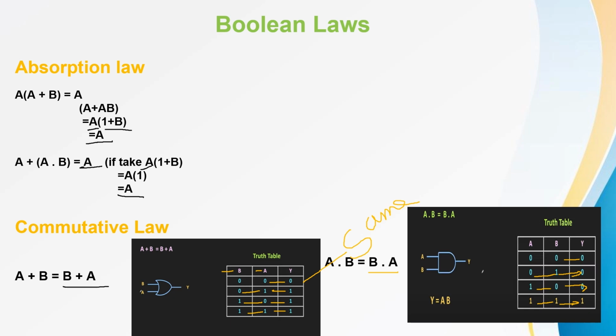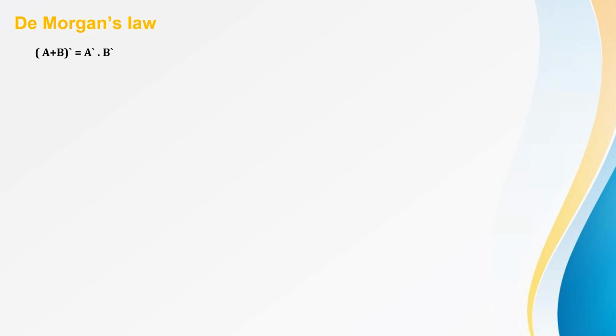Next law is De Morgan's law. These laws are very useful in minimizing a Boolean expression or Boolean function. Let's see the first law of De Morgan's law. As per the law, the complement of A plus B is equivalent to A bar dot B bar.